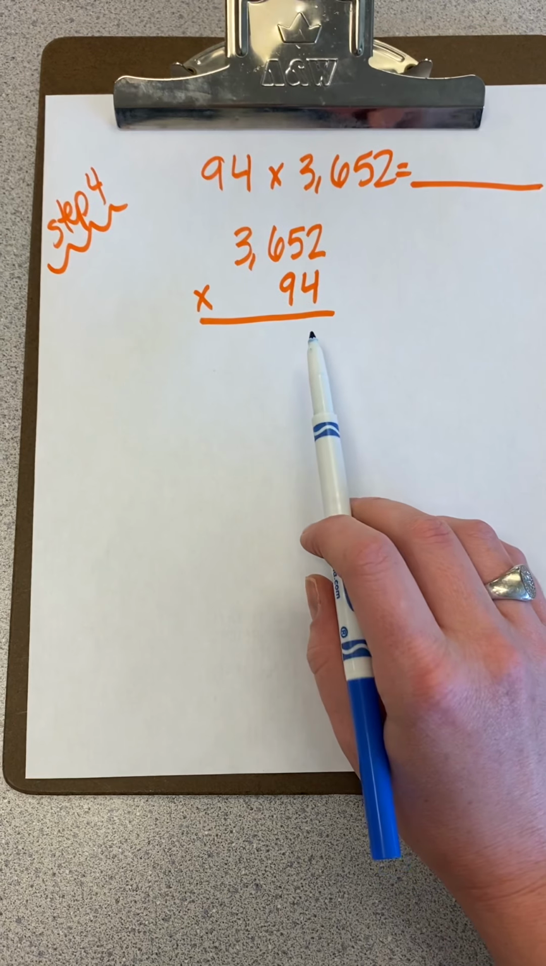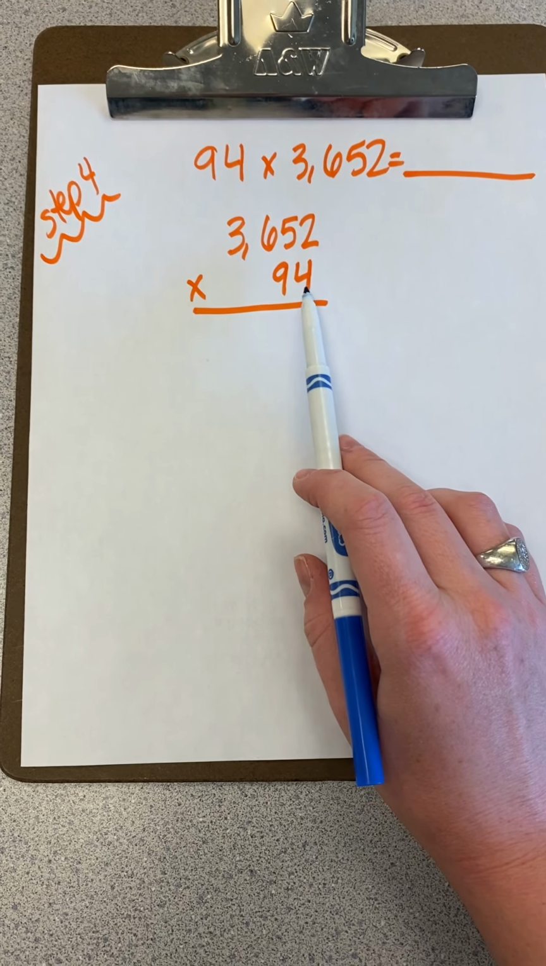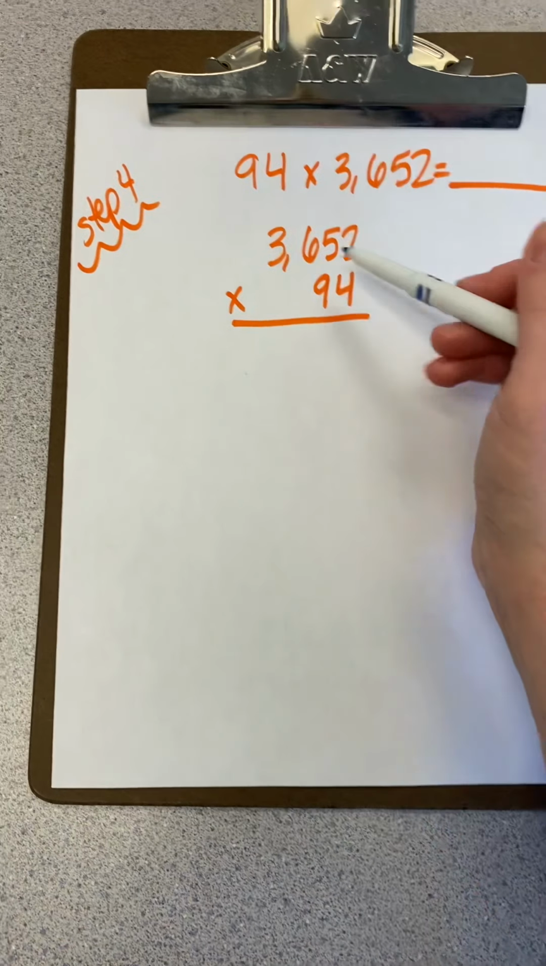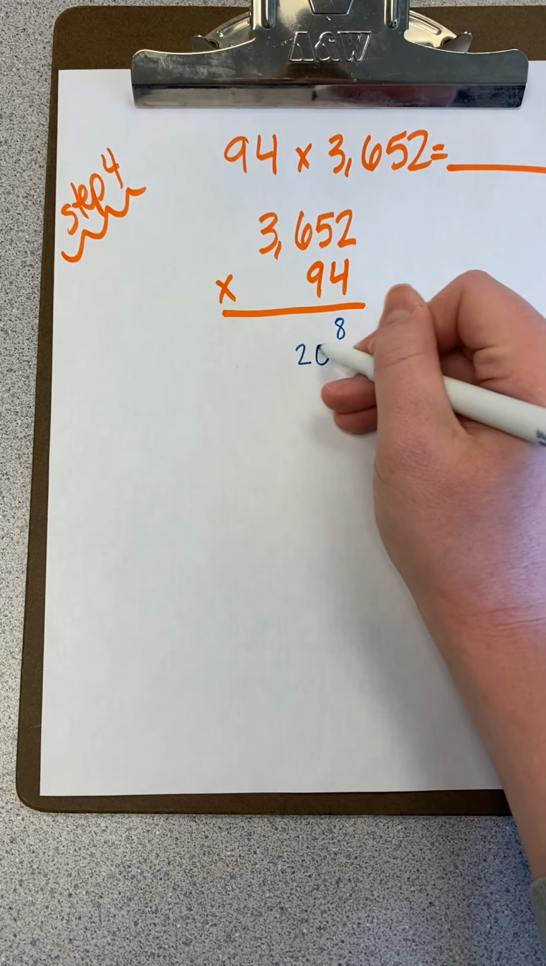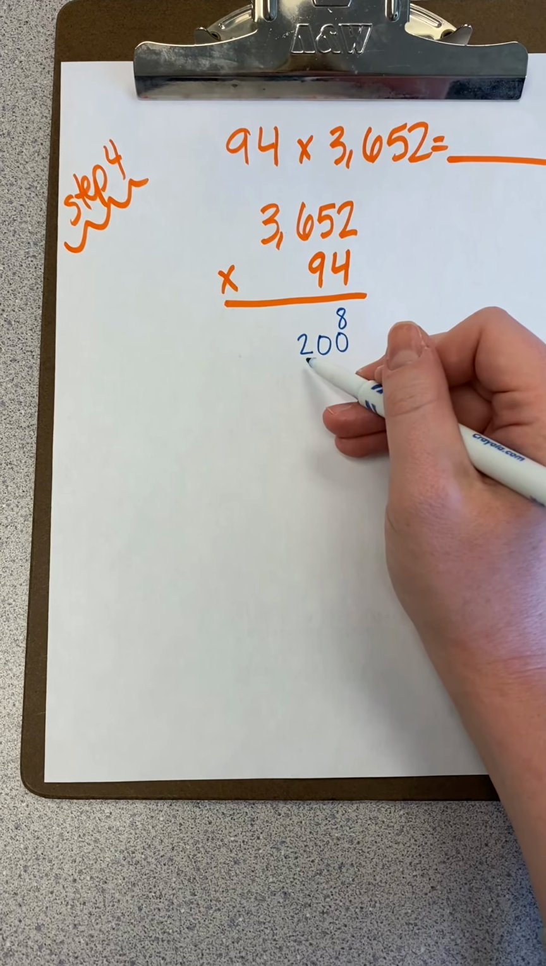To solve this using a partial product where I add in the middle, I'm first going to start by multiplying 4 by every digit in my first factor. I'm not going to put the parentheses on the side, but if I were to do that, that would be a step 2, using partial products with the parentheses.